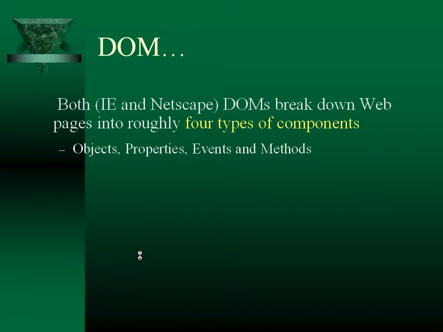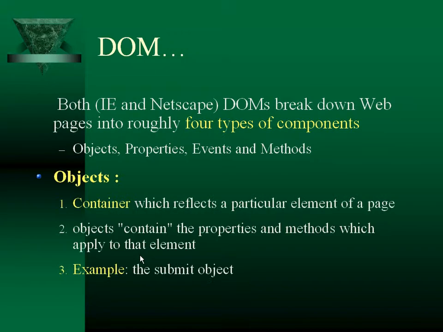Both the Internet Explorer and Netscape Navigator DOMs break down web pages into roughly 4 types of components: objects, properties, events, and methods. Objects are containers which reflect a particular element of a page. Objects contain the properties and methods which apply to that element. For example, the submit button object.